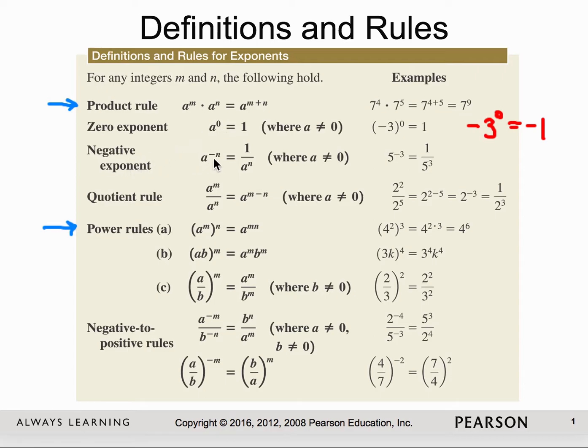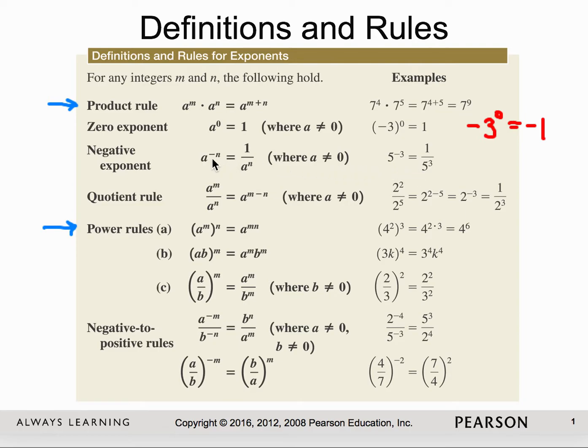Negative exponents have nothing to do with negative numbers. Negative exponents mean reciprocals. Look at this example they have over here. Your final answer is not a negative number, it's a fractional number.